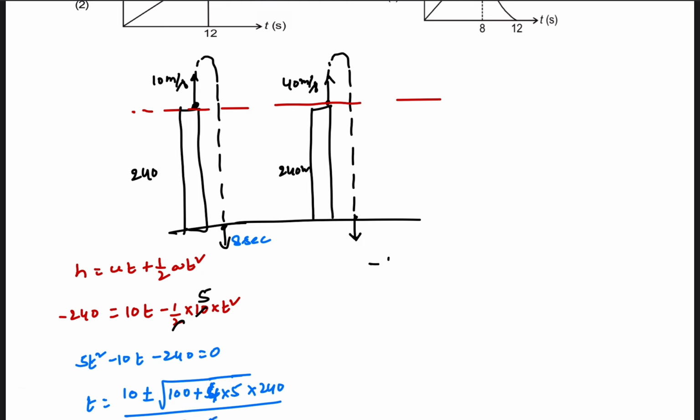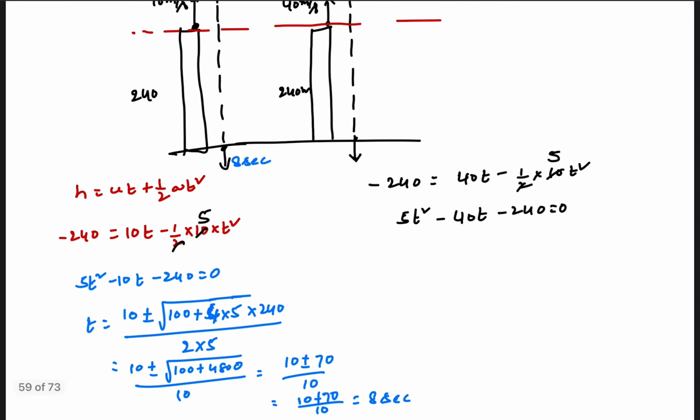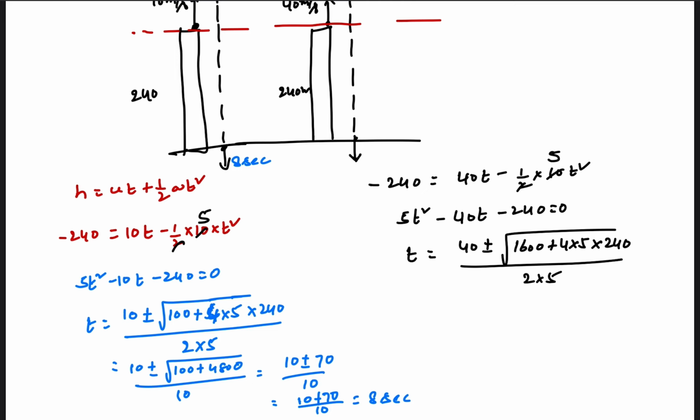Now you see the second ball. When will it reach the ground? For the second ball, we can write again minus 240 is equal to 40 into t minus half into 10 into t square. So 5 times gets cancelled. You can write it as 5t square minus 40t minus 240 is equal to 0. At what time will it come to the ground here? t is equal to 40 plus or minus root over b square, which is 1600, minus of minus, plus 4 into 5 into 240, divided by 2 into a.